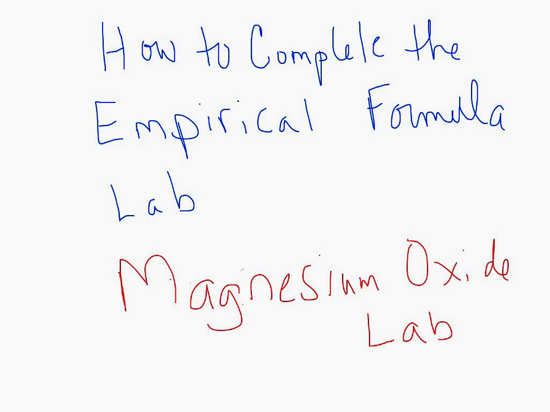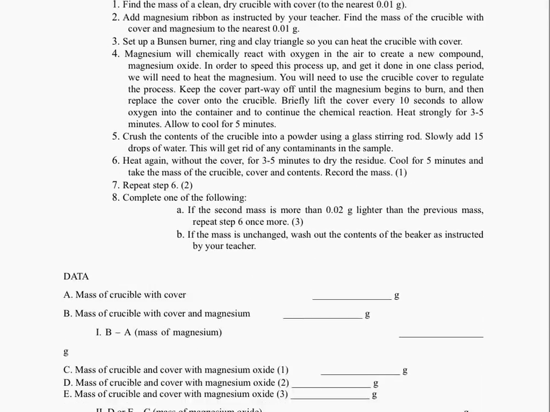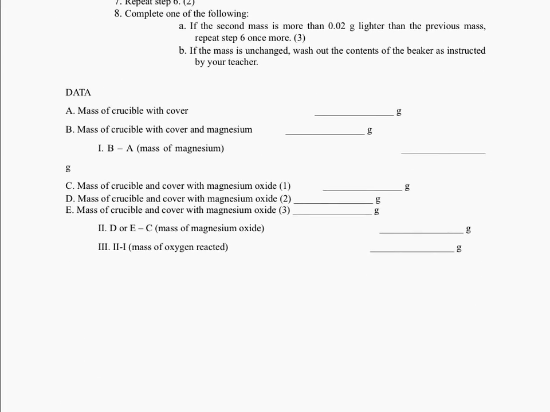Hi, this is Cindy Fuhrer, and we're here today to talk about how to complete your empirical formula lab write-up or your magnesium oxide lab. The first thing we want to look at is our data table, to make sure that you have all the numbers filled out correctly.